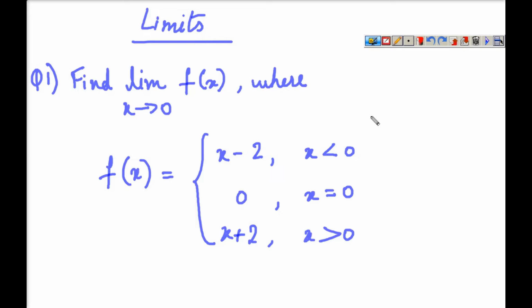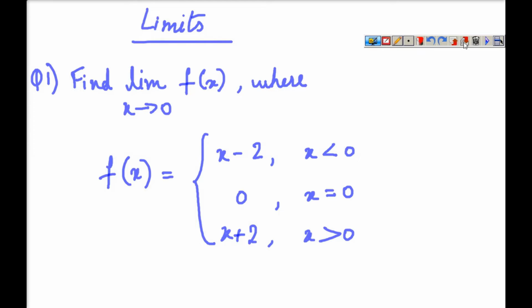So today we are going to solve some problems on limits. So let's begin with the first problem. Here we have a function f of x, and we have to find the limit of the function when x approaches 0. There are some values given: when x is less than 0, the value of the function is x minus 2. When x is equal to 0, the value of the function is 0, and when x is greater than 0, the value is x plus 2.